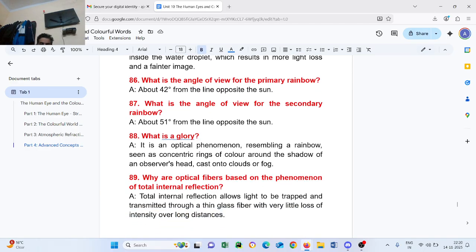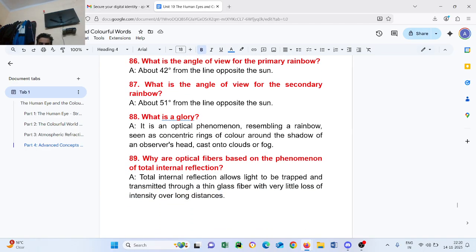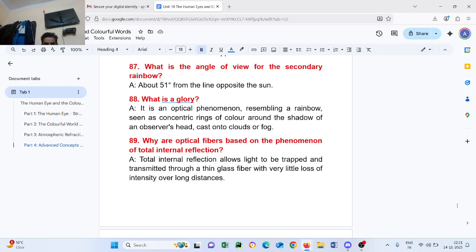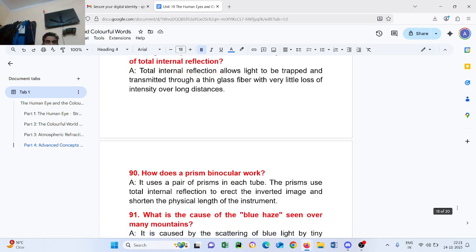Question number 89. Why is optical fiber based on the phenomenon of total internal reflection? Total internal reflection allows light to be trapped and transmitted through a thin glass fiber with very little loss of intensity over long distances.